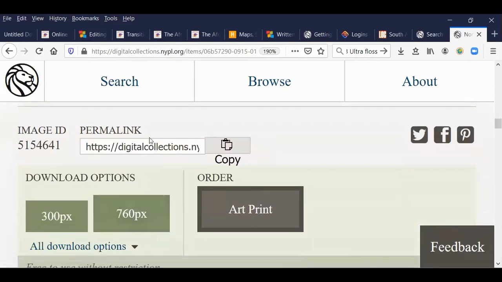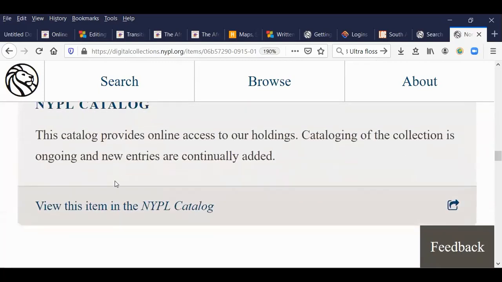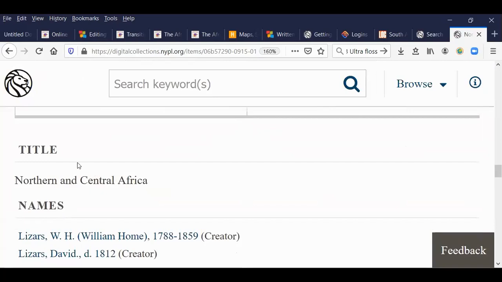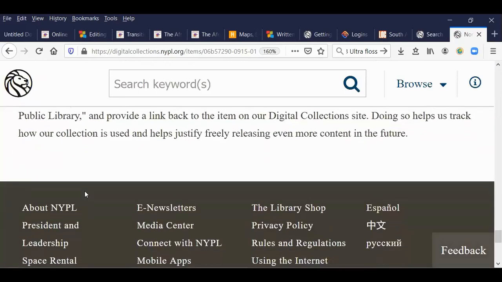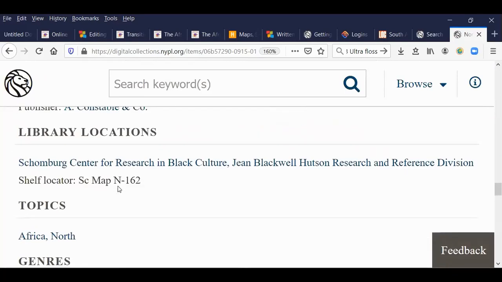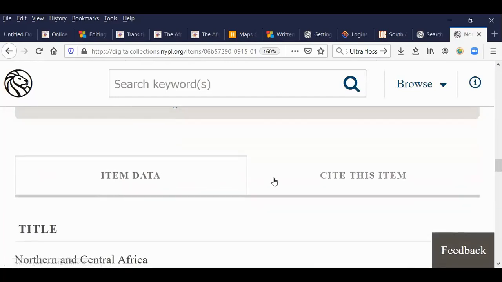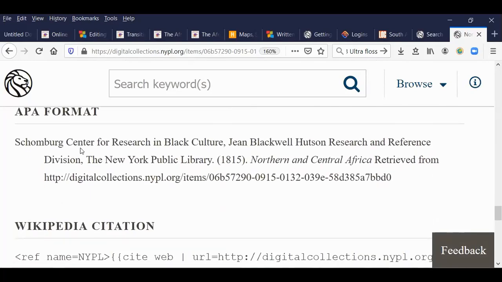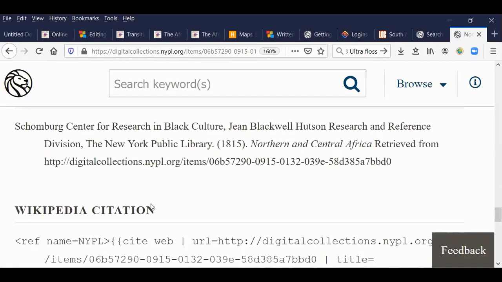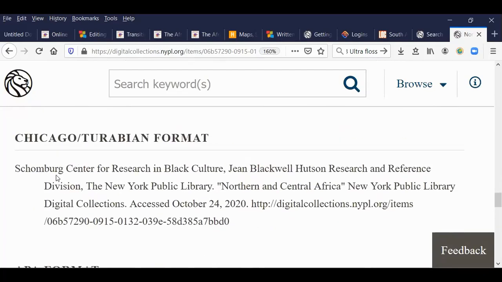Once again, you can download, get the permanent link, and get the citations in the form that are useful for publications. The item data is here, and the citation material is given, as I said before. You can click on it and get the various forms of its presentation. Cite this item, click on that, you get the MLA form, Chicago Turabian form, and the APA form, as well as this Wikipedia citation. Interesting, if you're writing Wikipedia entries, you can include that as a citation.